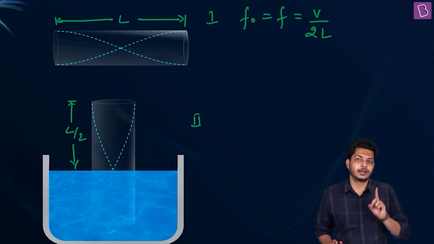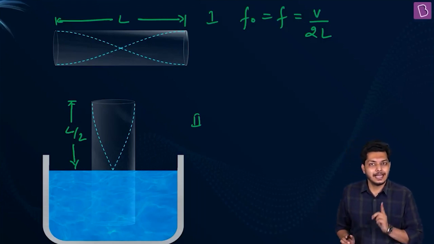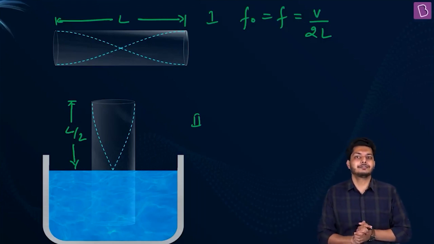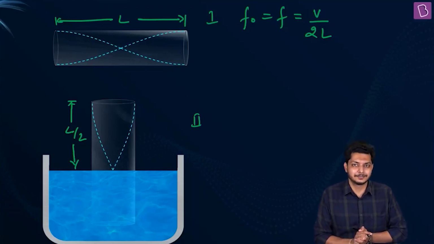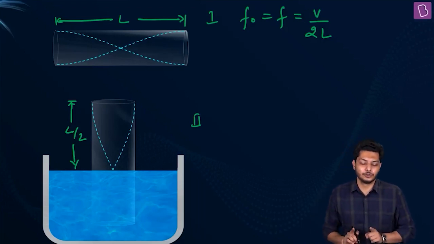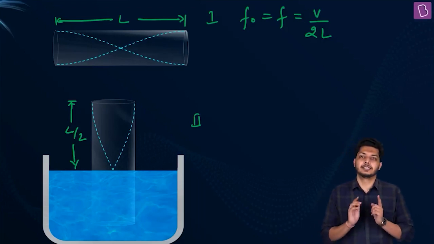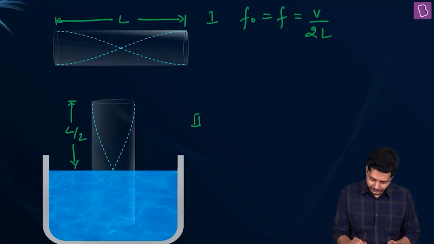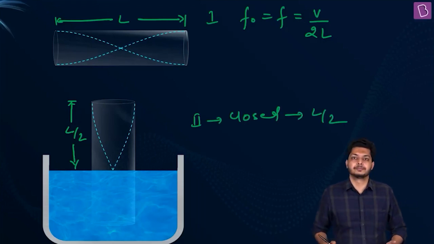A closed organ pipe of length L by 2 above the water. Is that fine? Is that correct? A closed organ pipe of length L by 2 above the surface of water, right? So here we have a closed organ pipe of length L by 2.